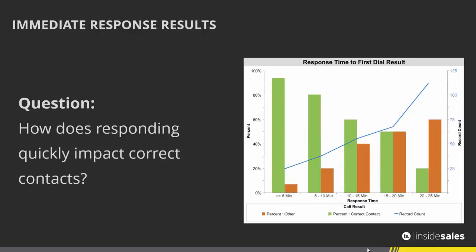And we can see the immediate response results. We can see how responding quickly impacts our correct contacts. Best practice says that if we call a new lead in less than 5 minutes, we're much more likely to contact them as opposed to waiting until the next day. You can see right here that 95% of this client's calls were being connected if they called within 5 minutes. If they waited 20 to 25 minutes, only about 20% of their calls were being answered.